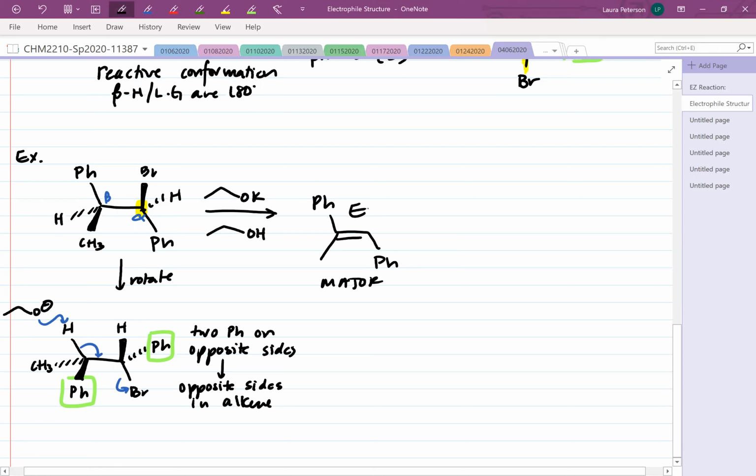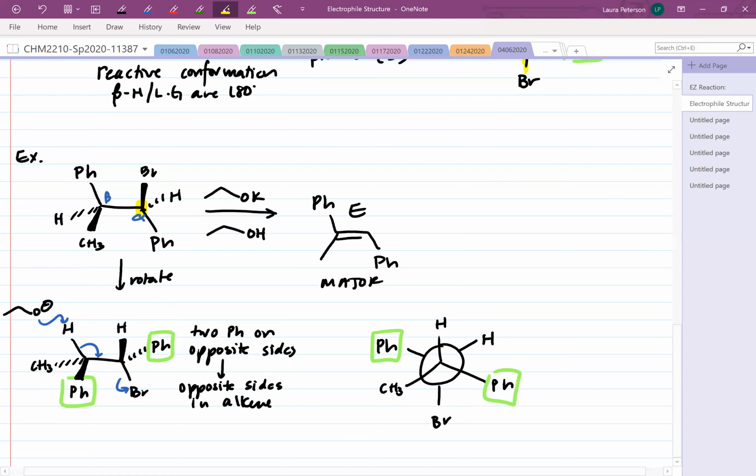Okay, so let's look at this in the Newman projection to make sure that we can see it in that way as well. The front carbon looks the same as it did in our first example. And then our back carbon, we still have our bromine straight down, but now our phenyl group's on the left-hand side. So now notice that the two phenyl groups are on opposite sides.